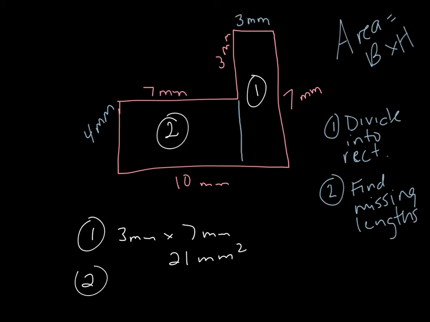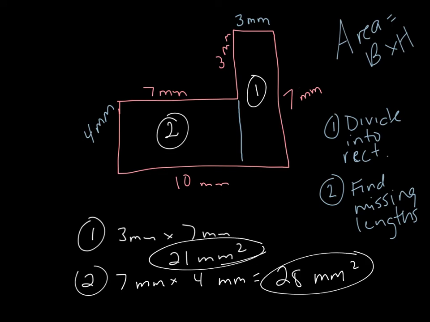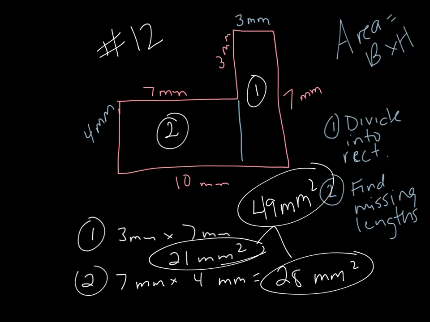I'll do the same thing for my second rectangle. Now the trick here is the base isn't 10 because it only goes up to here. 10 is the whole distance. So just this far is, oh, look at that, 7. They're the same. So 7 by 4. So below I'm going to write 7 millimeters times 4 millimeters, which equals 28 millimeters squared. When I add these two together, it comes up to be 49 millimeters squared. So that's my answer for this homework assignment number 12.